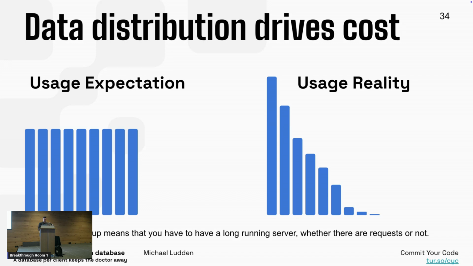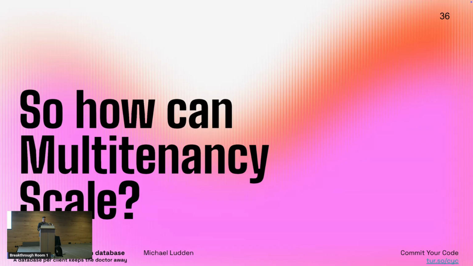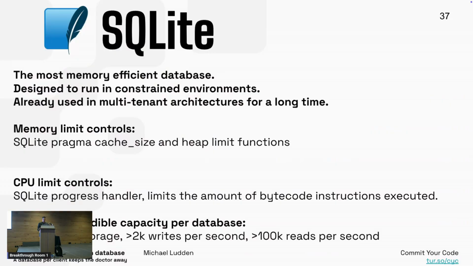So you have to have a long-running server, whether there are requests or not. Scale to zero does partially solve this, but users can keep you from getting to zero if they cause as few as 10 queries a day. So it's kind of only a partial solution. So how can we solve this?